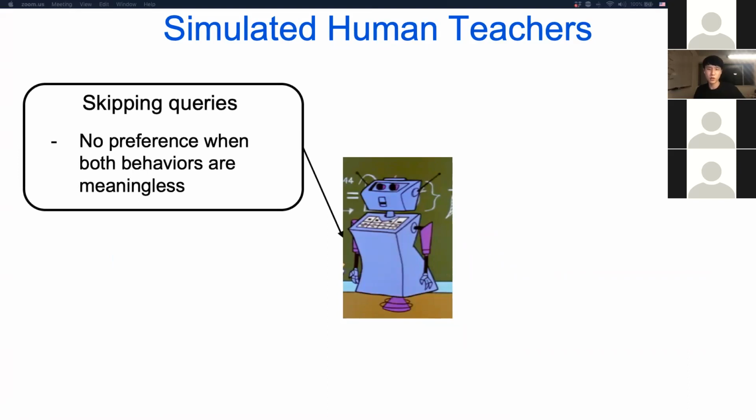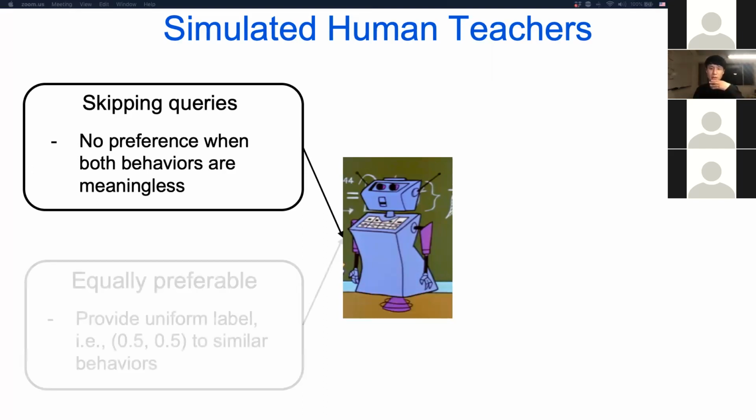The first functionality is skipping the query. Basically, if both behaviors are meaningless, a teacher doesn't want to provide a preference. So we skip the query if both behaviors are bad. We just introduce a threshold, and if the sum of the reward is below the threshold, we just skip the query.